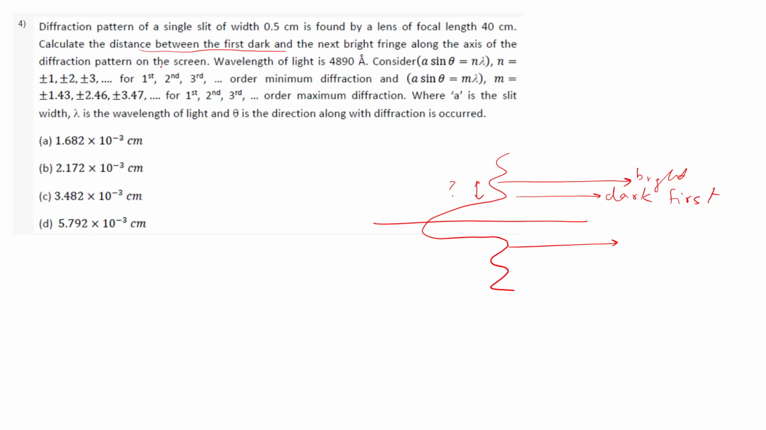Along the axis of diffraction pattern on the screen, the wavelength of light used is this. We have to consider a sin theta = n lambda for diffraction, and a sin theta = m lambda, where m is plus minus 1.32, plus minus 2.46, for bright fringes. Here a is the slit width, lambda is the wavelength of light, and theta is the direction along which diffraction is happening.